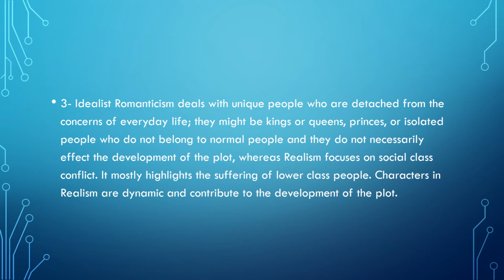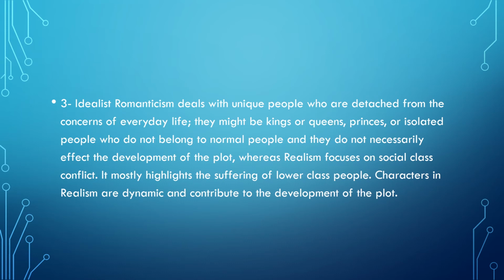Number 3, idealist romanticism deals with unique people who are detached from the concerns of everyday life. They might be kings or queens, princes, or isolated people who do not belong to normal people, and they do not necessarily affect the development of the plot, whereas realism focuses on social class conflict. It mostly highlights the suffering of lower class people. Characters in realism are dynamic and contribute to the development of the plot. Again, this is so similar to the previous ideas here.